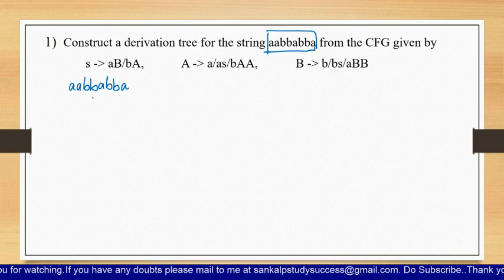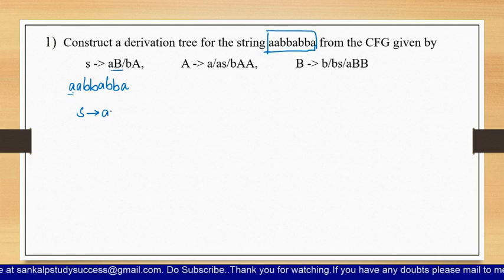So first let us derive, where our context-free grammar starts from S, right? So S tends to aB or bA. We need to consider any one of aB or bA. How do we choose? We check the input string; here the input string starts with a, so we consider small a and capital B. Now we are done with the first a. Now we need to continue substituting from capital B. In the place of capital B, you can substitute either b or bS or aBB.